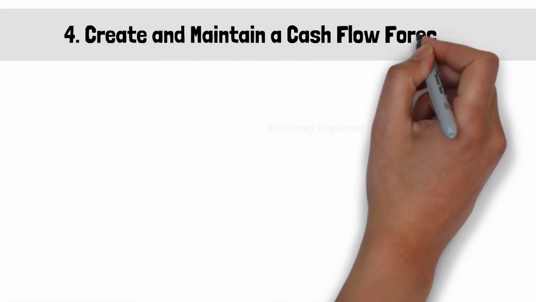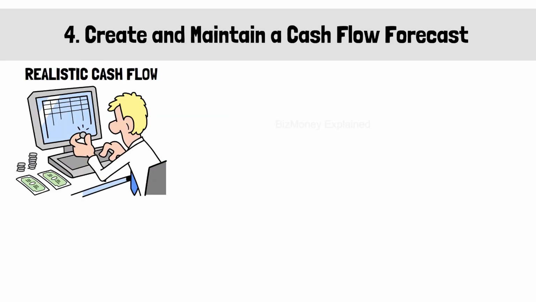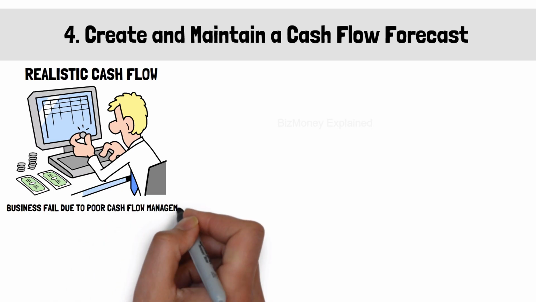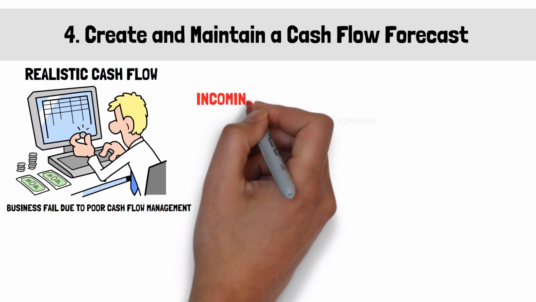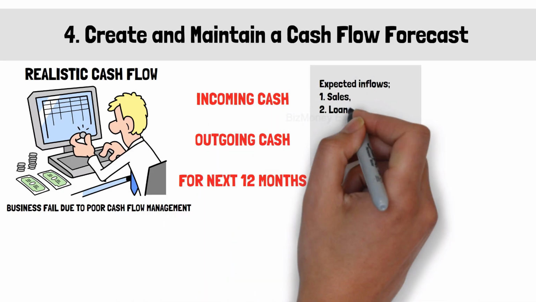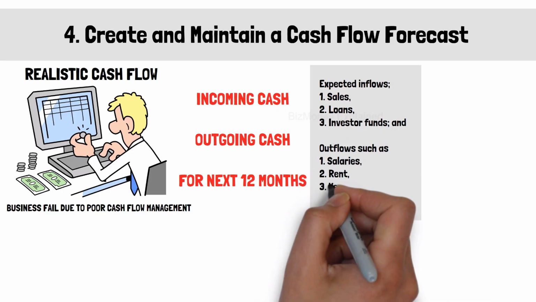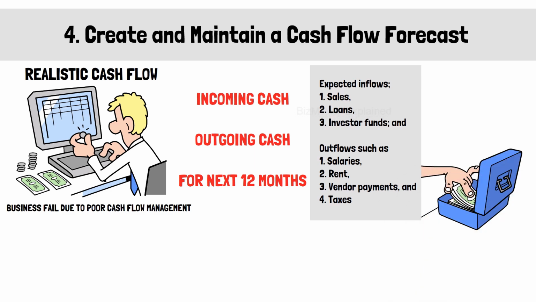Step number 4, create and maintain a cash flow forecast. A realistic cash flow forecast is the backbone of a solid business budget. Many businesses fail not because of low profits, but because of poor cash management. Start by projecting all incoming and outgoing cash for the next 12 months. List expected inflows, sales, loans, investor funds, and outflows, such as salaries, rent, vendor payments, and taxes. This helps you predict when you might face a cash shortage or surplus.